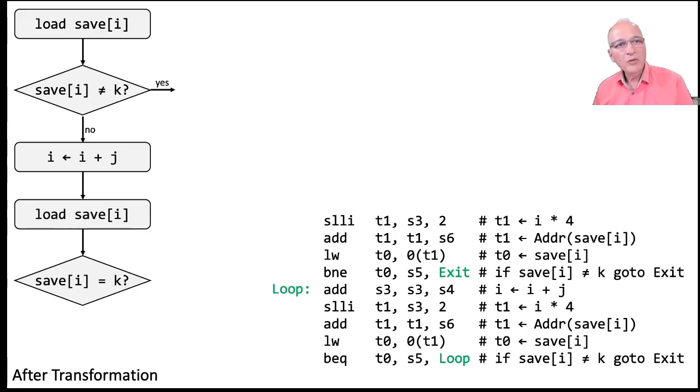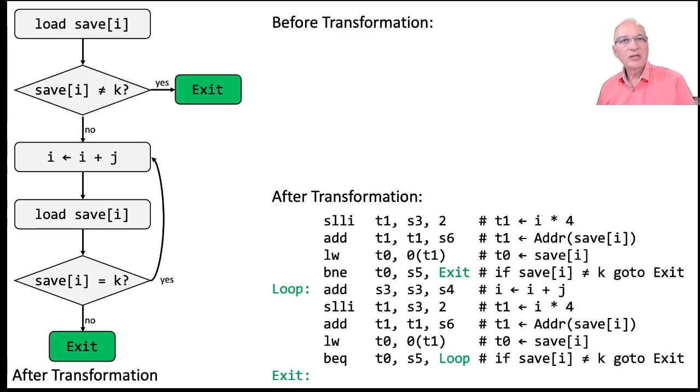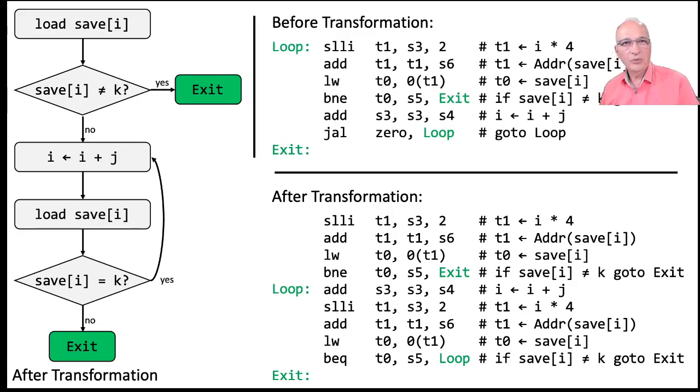And now my loop label does not go to the top of the code. It goes to the place where I incremented I and j, which is the instruction add s3, s3, s4. And if no, I go to the exit. If yes, I go back to the loop. So this is the code after the transformation. This was my code before the transformation.